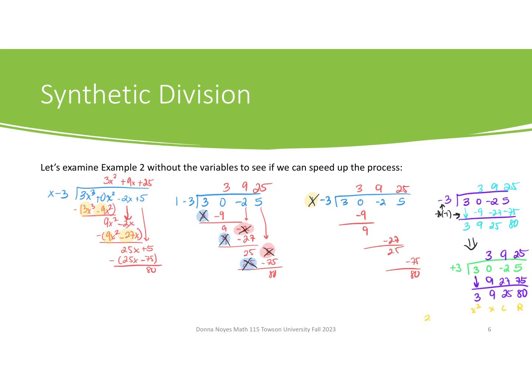So we end up with 3x squared plus 9x plus 25 plus 80 over x minus 3, which is exactly what we got when we did this with long division. And again, if you wanted to write it as in the remainder theorem formula, we could make this x minus 3 times 3x squared plus 9x plus 25, and then plus our 80. It works out the same way.